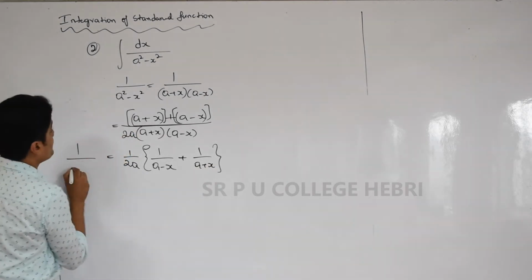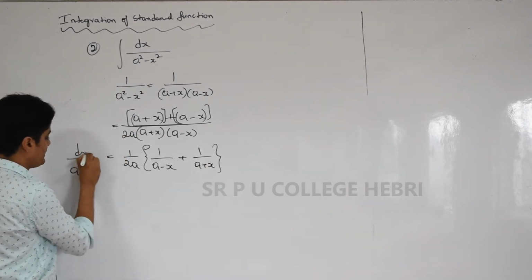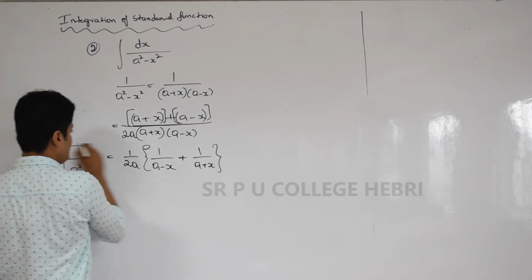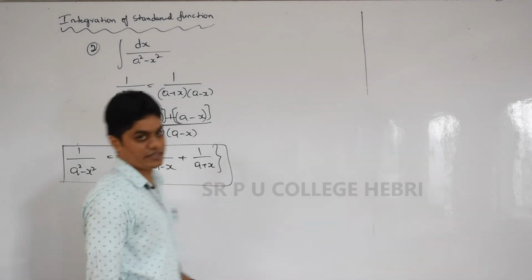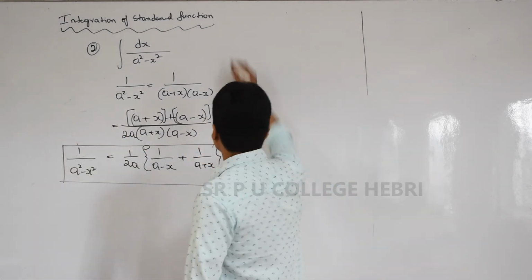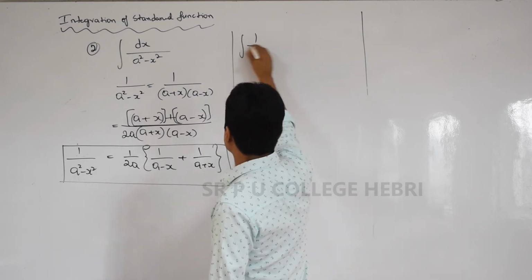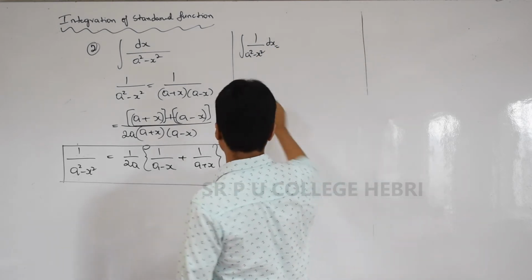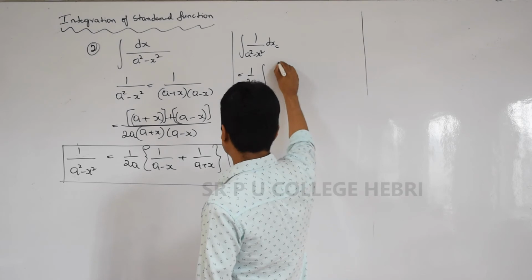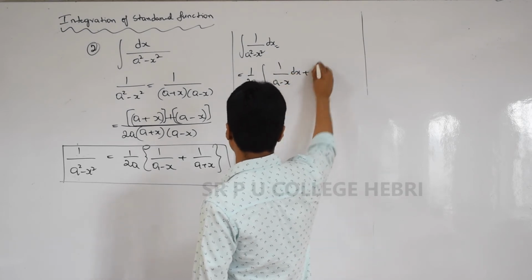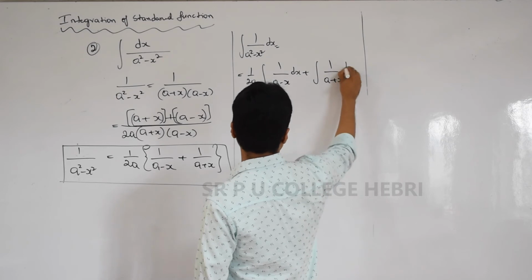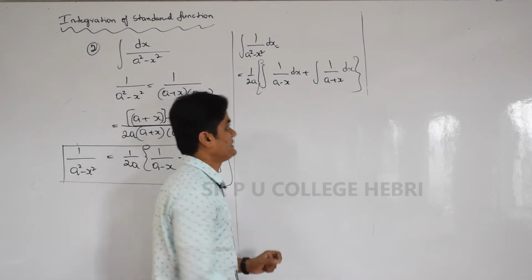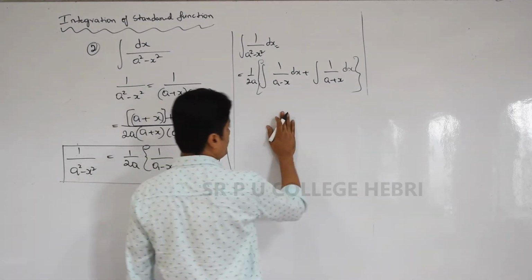So the given expression, 1 by a square minus x square, is nothing but this expression. Suppose if you get this expression, then the integration part is very simple. Observe this carefully. Now we want the integration of 1 by a square minus x square dx. What will happen to this? 1 by 2 is constant, 1 by a minus x dx plus 1 by a plus x dx. Again here, the numerator is the exact differentiation of the denominator, or you should go for substitution.